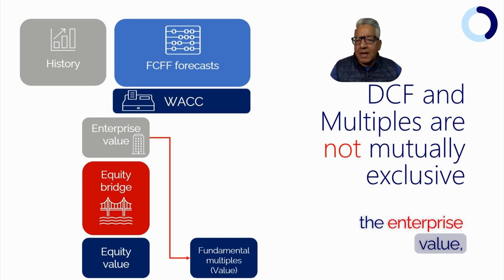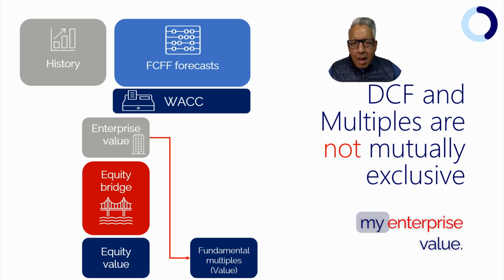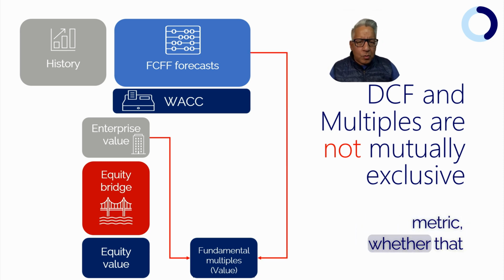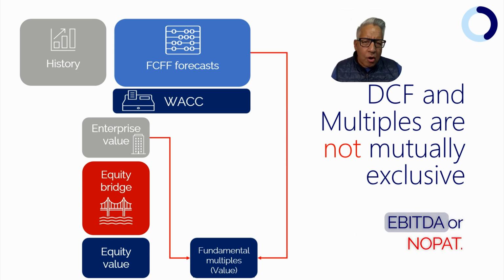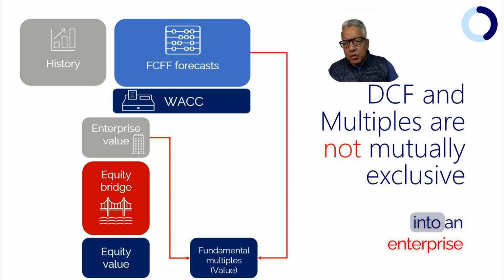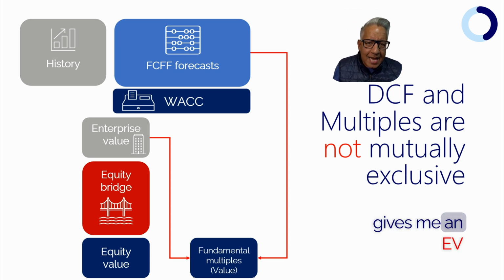the enterprise value, let's say, that's coming out of my model. So these are my thoughts getting to my enterprise value, and then I'm dividing it by a forward metric, whether that be revenue, EBIT, EBITDA, or NOPAT, an enterprise level metric divided into an enterprise level value. That gives me an EV multiple.